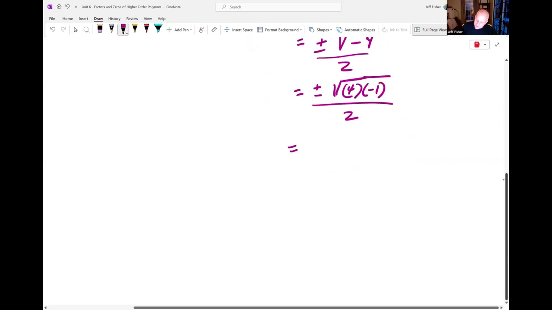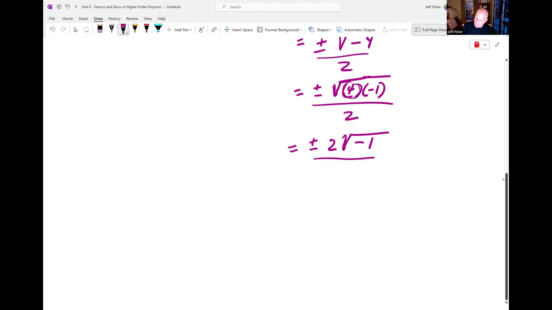We can pull this square root of 4 out as a 2, and we still have the negative 1 inside, divided by 2. Well, this equals plus or minus, these cancel, square root of negative 1, and we know that the square root of negative 1 equals i. It's the imaginary number i, okay? That's a complex number. The square root of negative 1 doesn't really exist in real numbers.